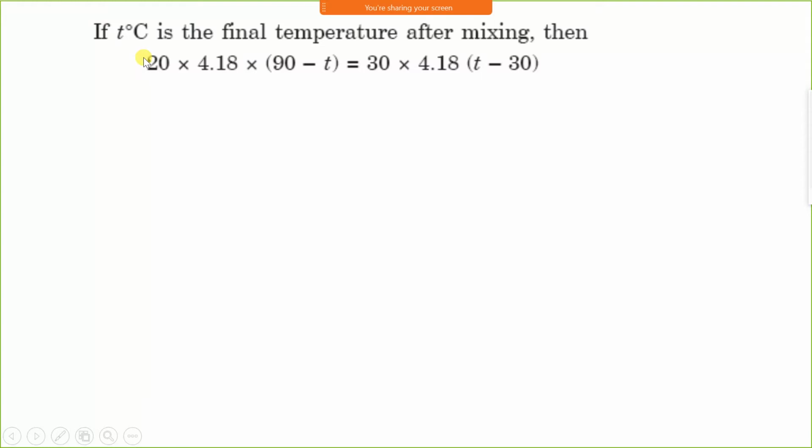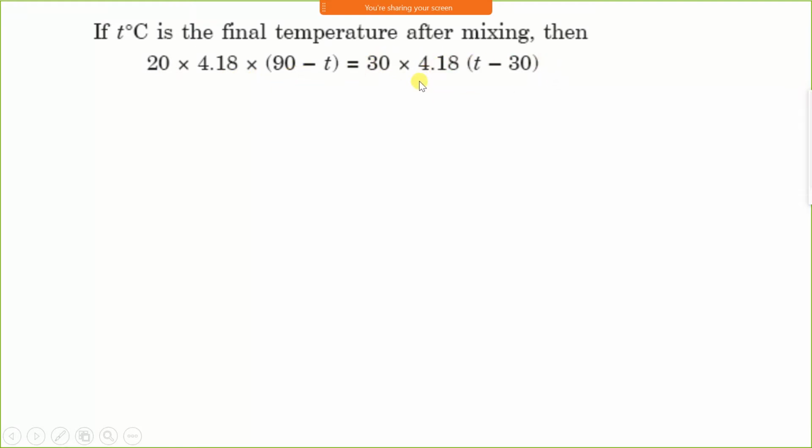Equilibrium temperature is the temperature at which the system comes to equilibrium when the heat transfer gets complete. If T degrees Celsius is the final temperature after mixing, then heat loss by hot water is equal to heat gained by cold water.